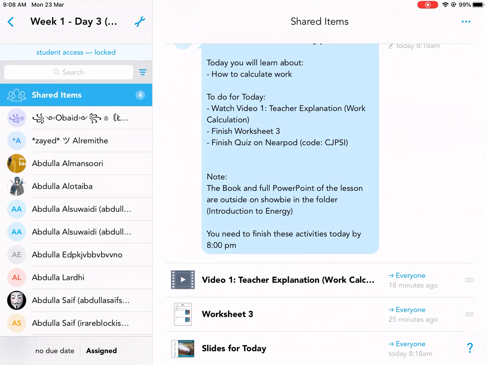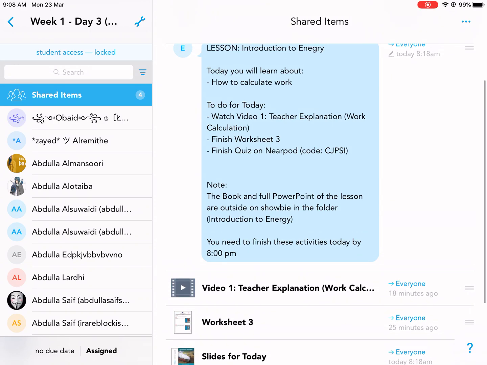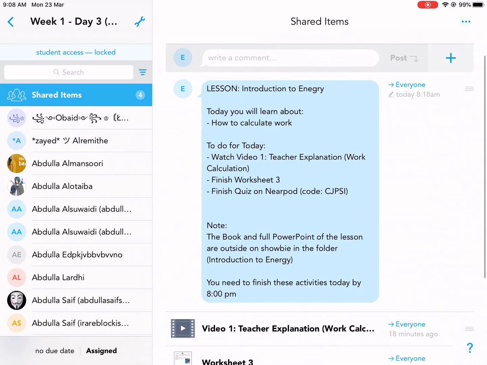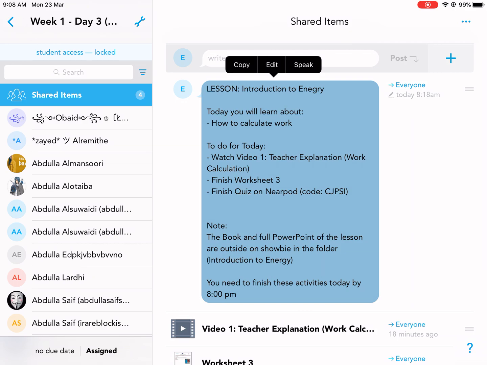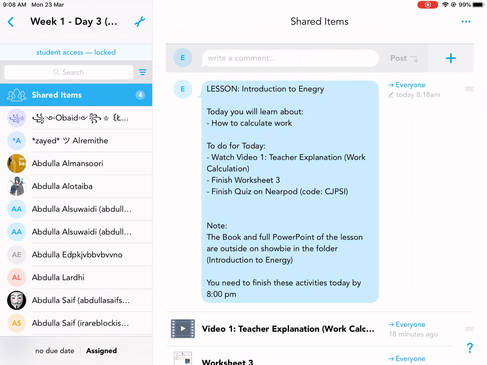Good morning, everybody. So today we're going to be learning about how to calculate work. We're still in the same lesson, Introduction to Energy. We're going to learn about what work is and how we're going to calculate work.